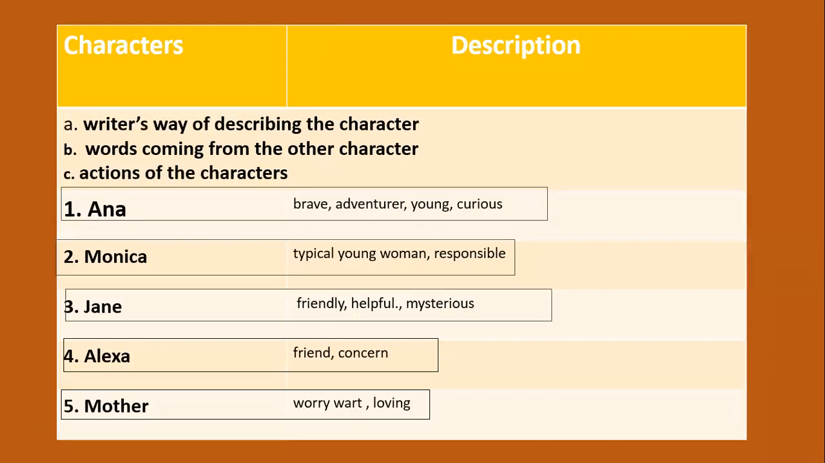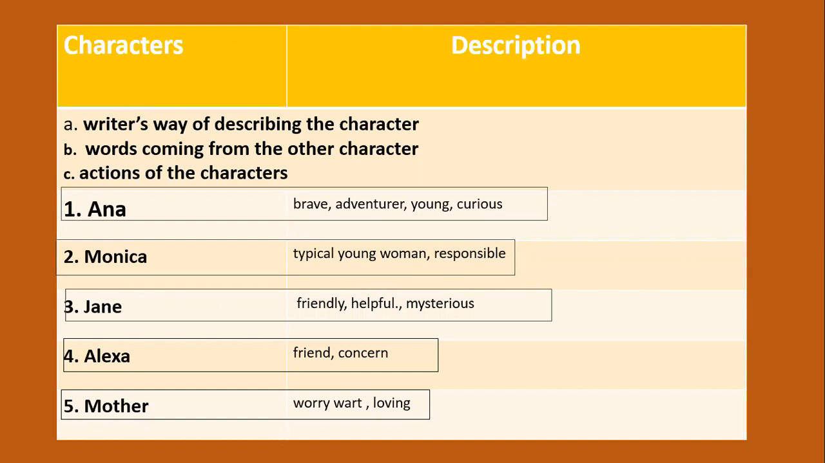Now let's have the characters. We can describe the characters in three ways. First is the writer's way of describing the character. Ang second is the words coming from the other characters, how they describe the person. And letter C is the actions of the characters. So these are the first three main characters, and the last two are minor characters.